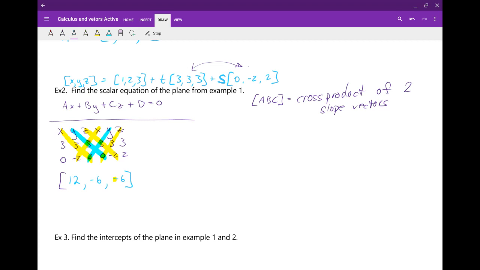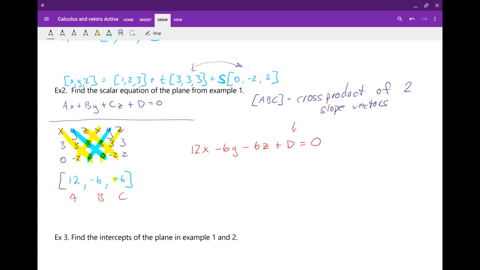Whatever the case, we're now pretty much going to write our answer down. So this is the A, this is the B, and this is the C, right? So I just need A, X, let me write my A. Well, it's 12x minus 6y minus 6z plus d equals 0.